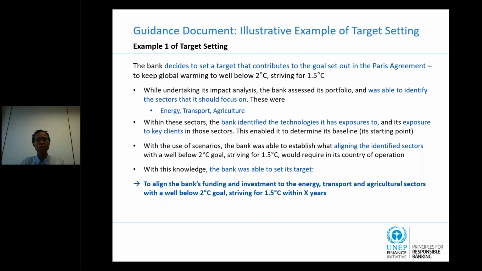Now, with the use of the scenarios, the bank was able to establish what aligning the identified sectors with a well below 2 degrees goal, and striving for the 1.5, would require in its country of operation. And having this in mind, the bank was able to set its target, and this is an overall target, to align the bank's funding and investment to the energy, transport, and agricultural sectors with a well below 2 degrees Celsius goal, striving for 1.5 Celsius, over a certain period of time, over an X amount of years. So this is the target that the bank has set.